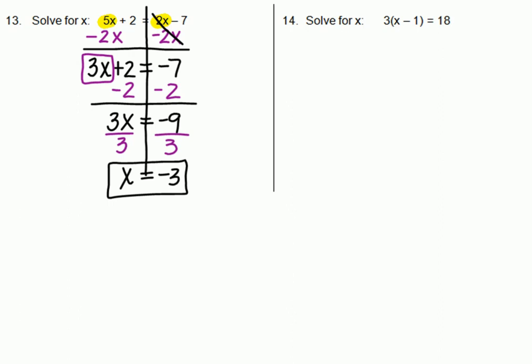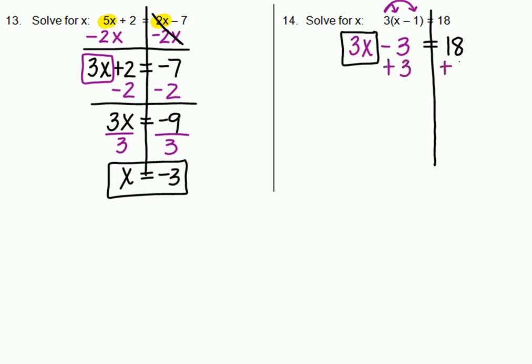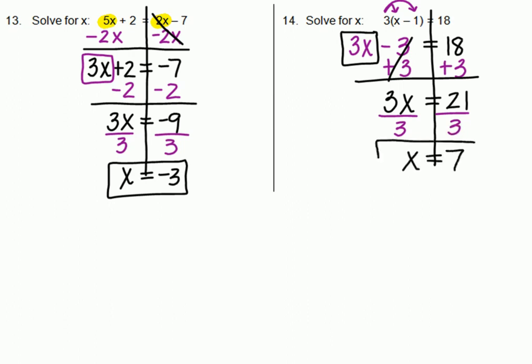Number 14. Again, we're asked to solve for x, so let's start by drawing our line down the equal sign. Notice this one does have parentheses, so I'm going to distribute the number in front. 3 times x is 3x. 3 times negative 1 is a negative 3. From there, we're just going to box the term with our variable and do the opposite of what's not in the box. That leaves us with 3x equals 21. The last step is to divide both sides by 3, and that leaves us with our answer. X equals a positive 7.